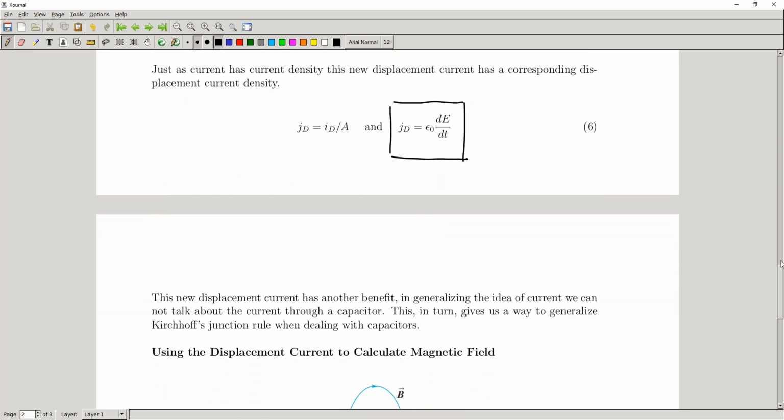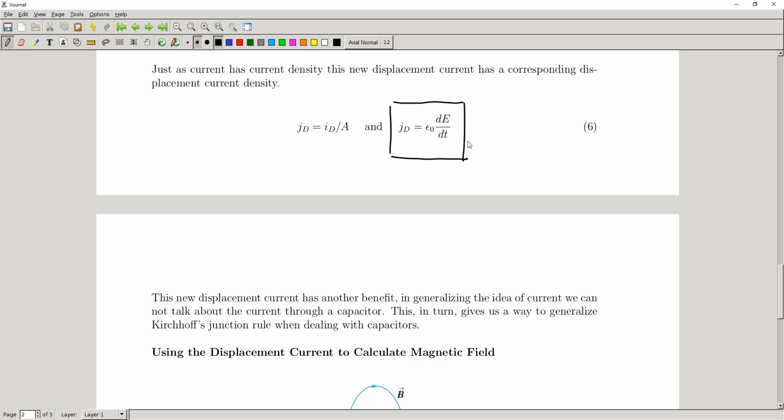And so we should just keep in mind that we do have this concept of current density. We're going to use this idea in an example that I have set up down below.